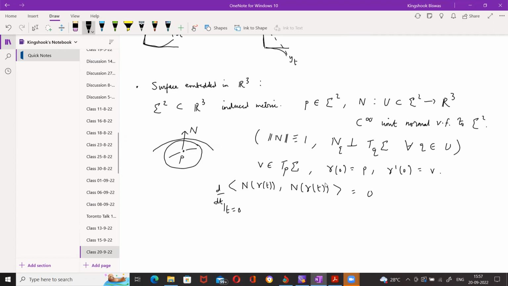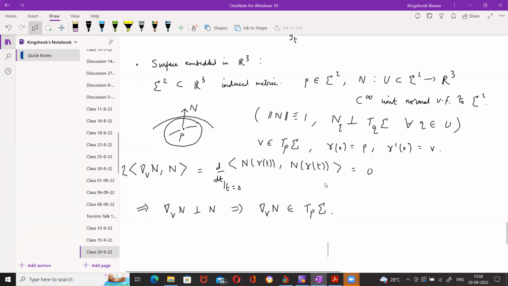But what is this? By the Leibniz rule for the inner product, this is 2 times the inner product of nabla_V N with N. So what does that mean? That means that nabla_V N is perpendicular to N. But the orthogonal complement of N is the tangent space T_P sigma. So that means that nabla_V of N belongs to T_P sigma.